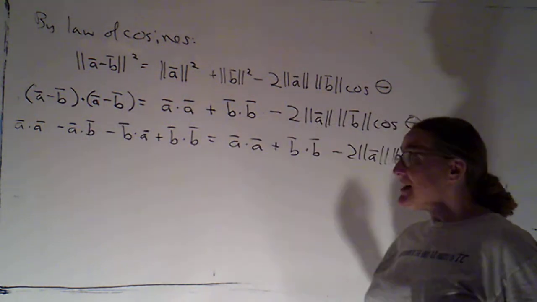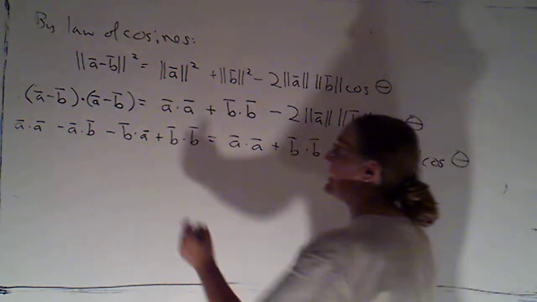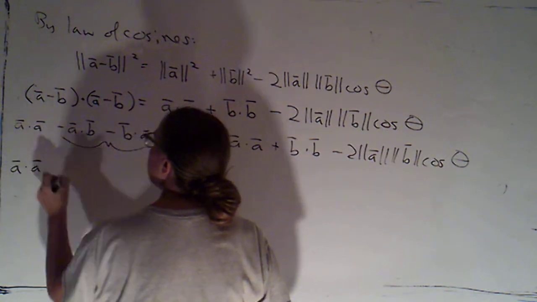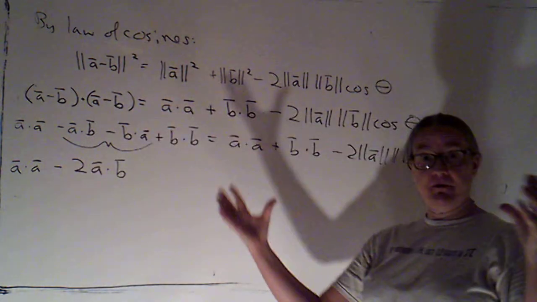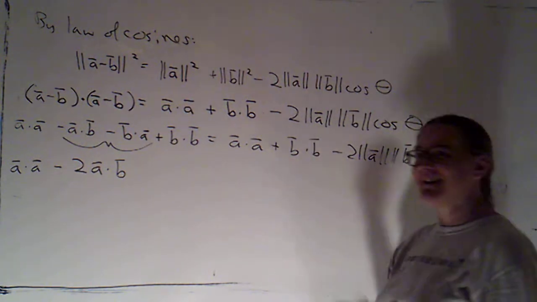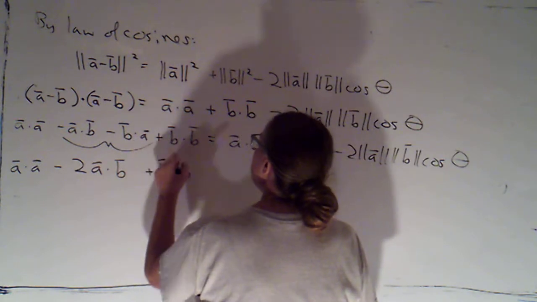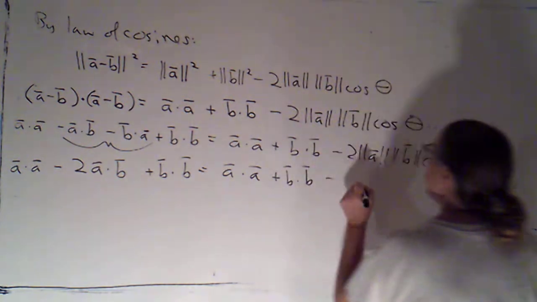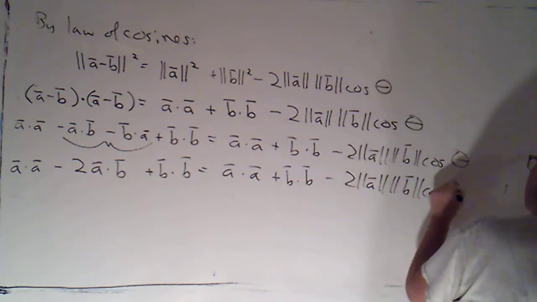Okay. Now, is negative A dotted with B the same as negative B dotted with A? Absolutely, because the dot product is commutative. So A dot B is the same as B dot A. So I can say that this is A dotted with A minus 2 copies of A dotted with B. Just like if I were FOILing out and these weren't vectors, if I was just multiplying, the outsides and the insides are often like terms. Okay. Plus B dotted with B, and that's equal to A dotted with A plus B dotted with B minus 2 magnitude A, magnitude B, cosine theta.